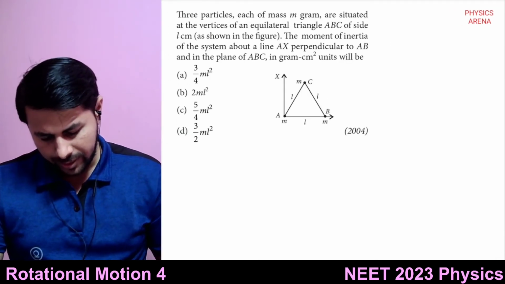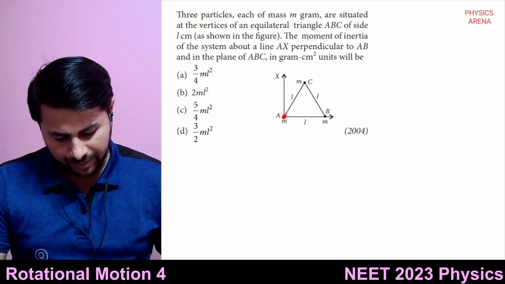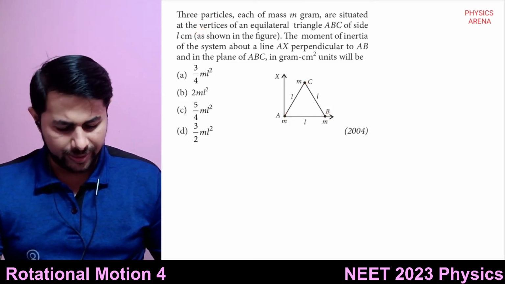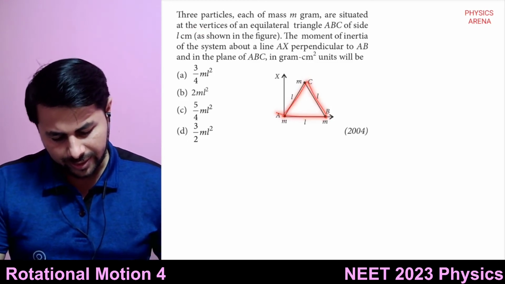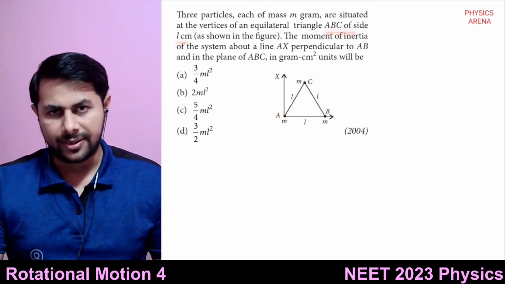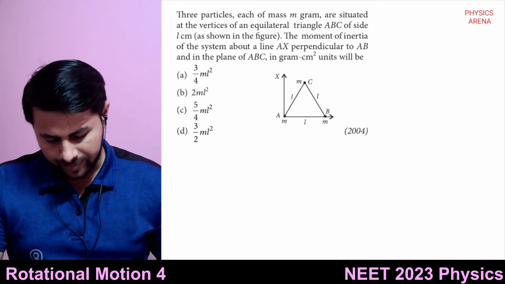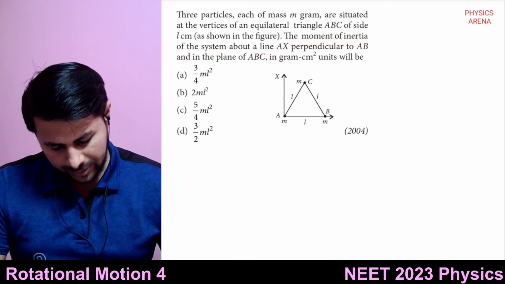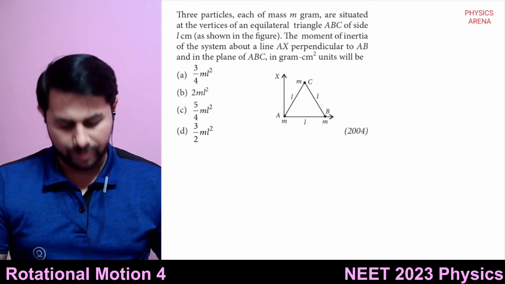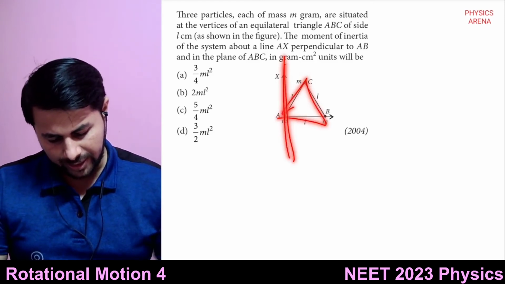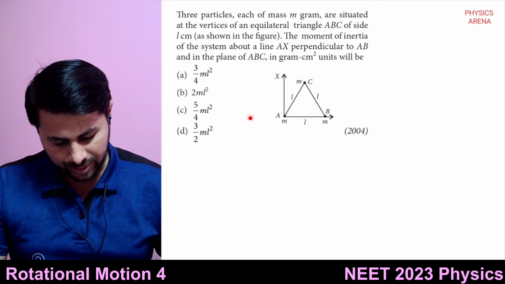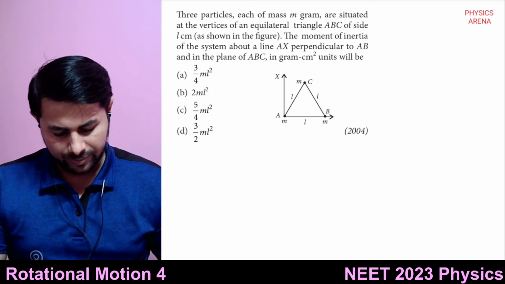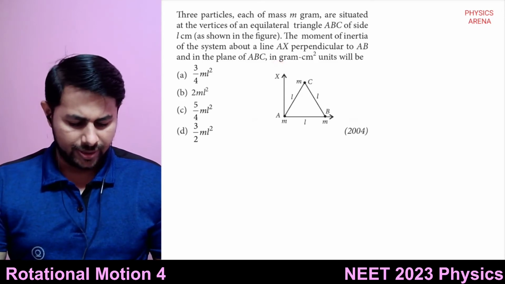Three particles, each of mass m gram, are situated at the vertices of an equilateral triangle ABC of side L centimeter as shown in the figure. We want to find the moment of inertia of the system about line AX, which is perpendicular to AB and in the plane of ABC, in gram centimeter square units.